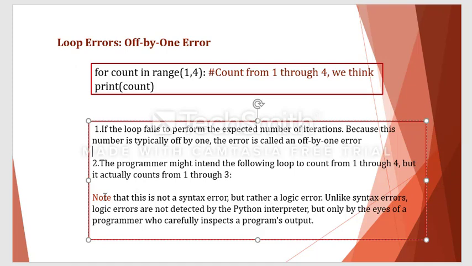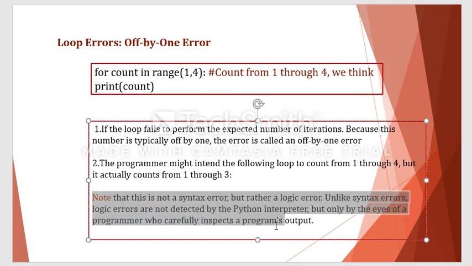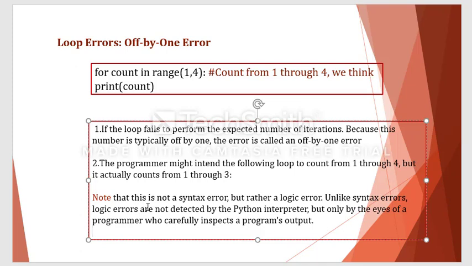Okay, here especially there is some note. Try to read this note. This is not a syntax error. Generally we should not call this a syntax error, but it is a logical error. Logical error in the sense what? There is nothing wrong with the syntax. But logically we thought that 1, 2, 3, 4 will be printed, but the Python interpreter's understanding is that it is only 1, 2, 3.